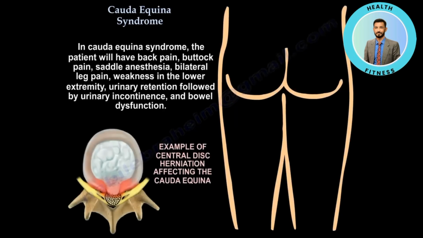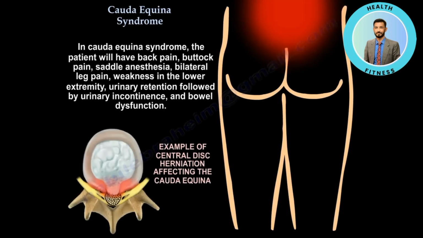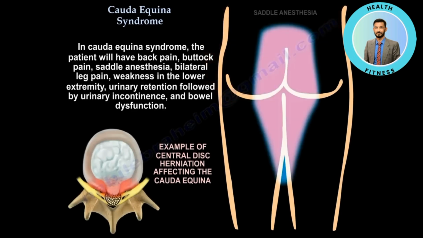In cauda equina syndrome, the patient will have back pain, buttock pain, saddle anesthesia, bilateral leg pain, weakness in the lower extremity, urinary retention followed by urinary incontinence, and bowel dysfunction.